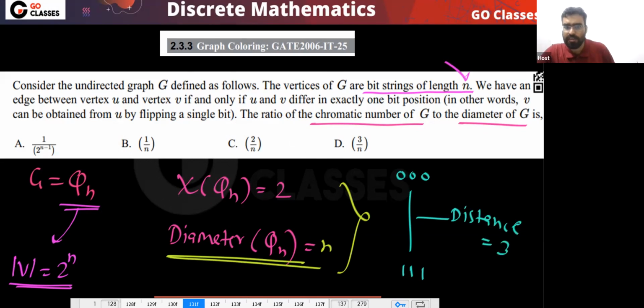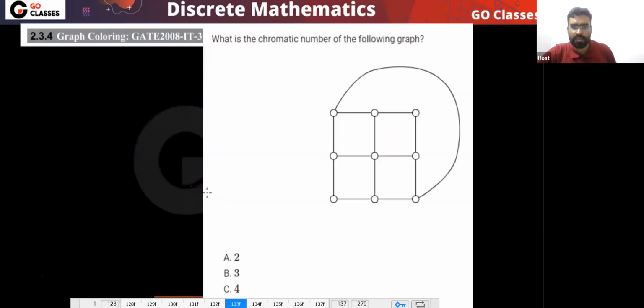So this was the diameter. So the answer will be what? So chromatic number to diameter, the answer will be 2 divided by n. Is it clear? So like this.